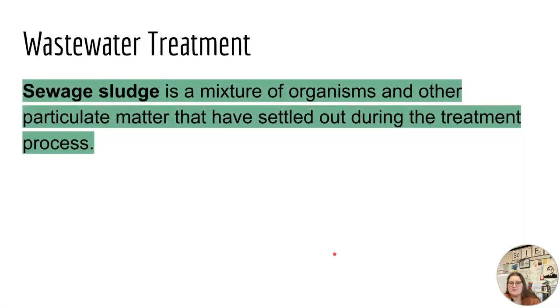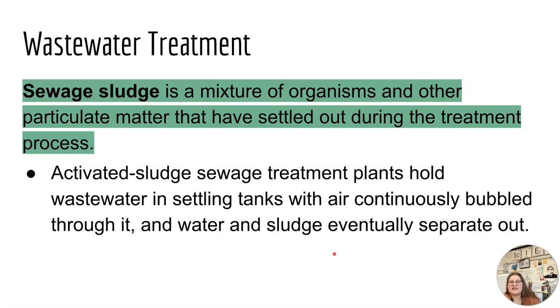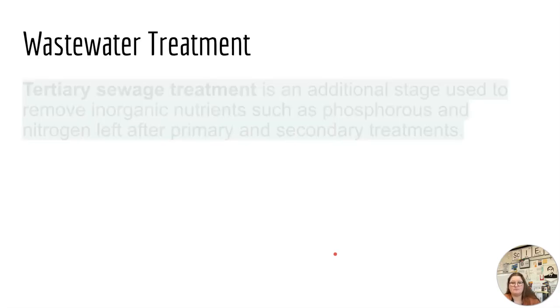Sewage sludge is a mixture of organisms and other particulate matter that's settled out during the treatment process. So during that settling out stage in primary treatment, the sludge at the bottom, that's sewage sludge. Activated sludge sewage treatment plants hold wastewater in settling tanks with air continuously bubbled through it, and then the water and the sludge eventually separate out.